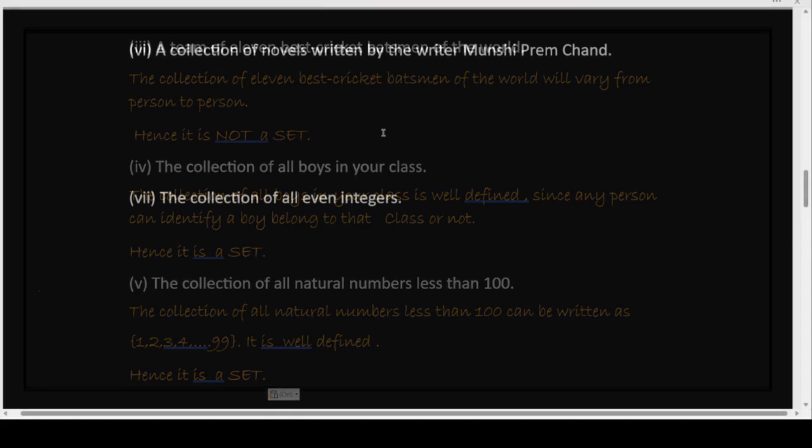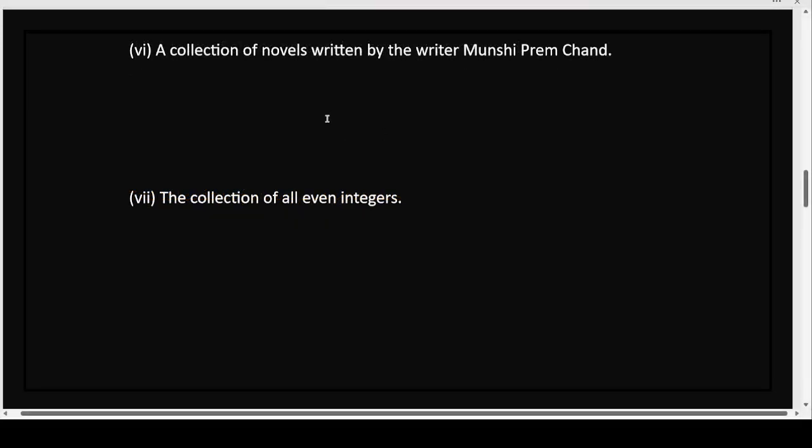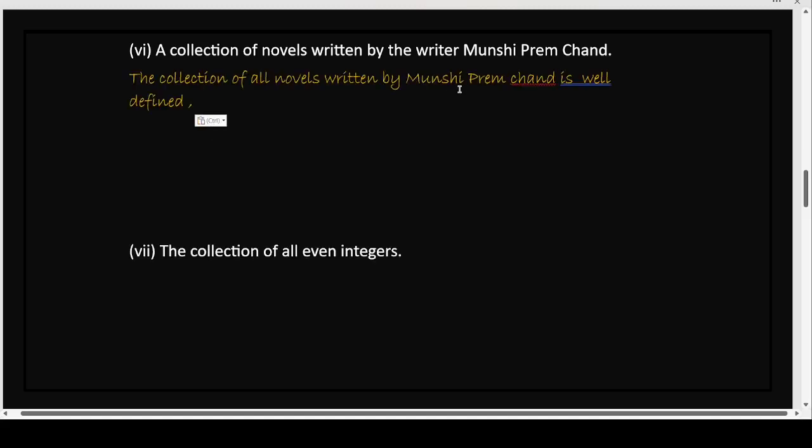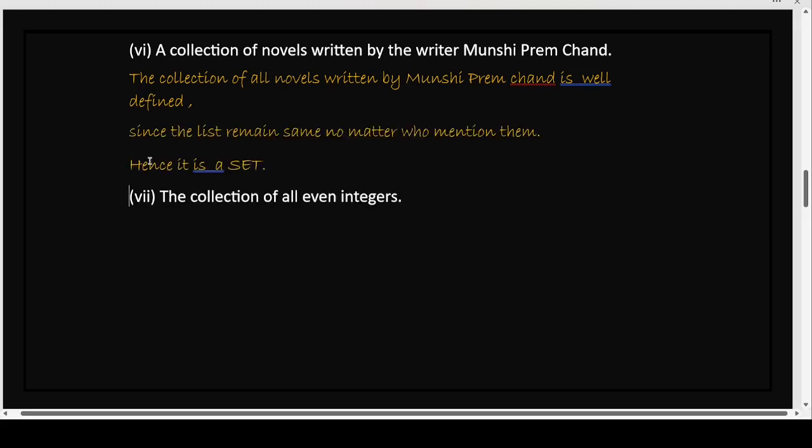We'll move to the next one. The sixth one, a collection of novels written by the writer Munshi Premchand. The list of all the novels written by Munshi Premchand is fixed and well defined. It will not change from person to person. So the collection is well defined, since the list remains the same no matter who mentioned them. So hence it is a set.